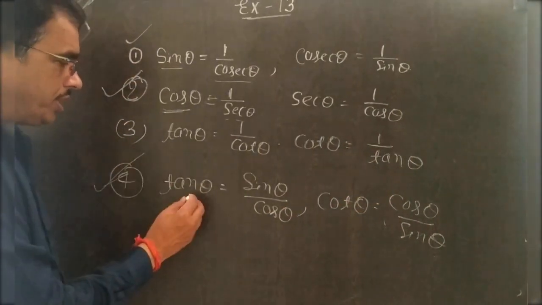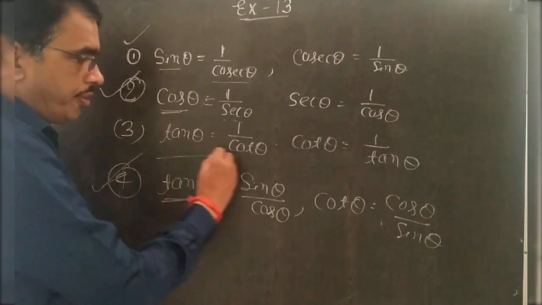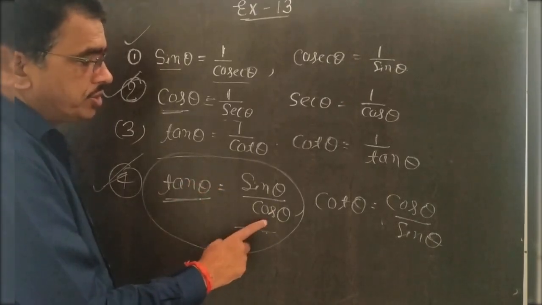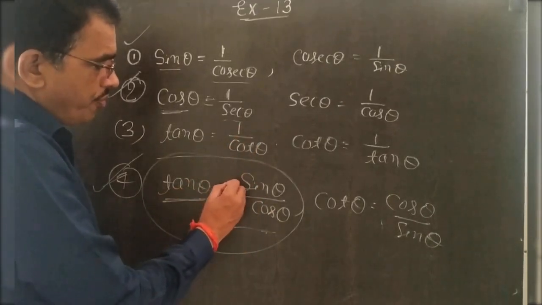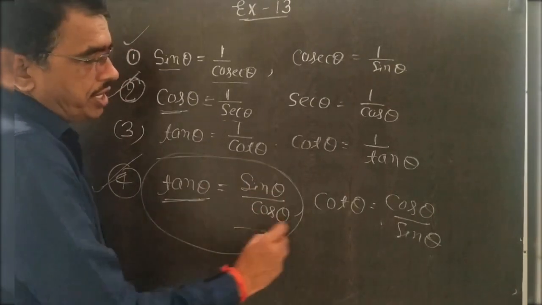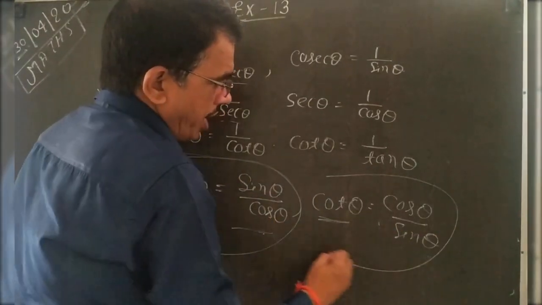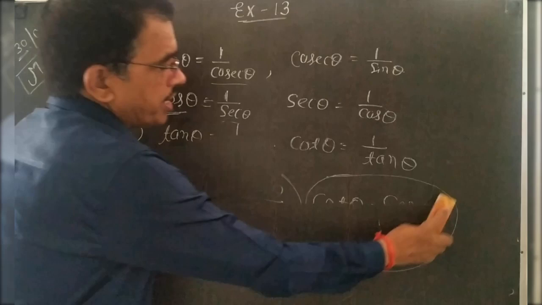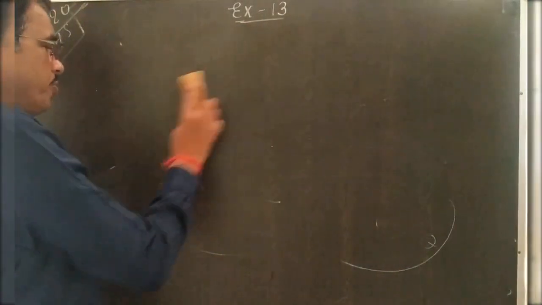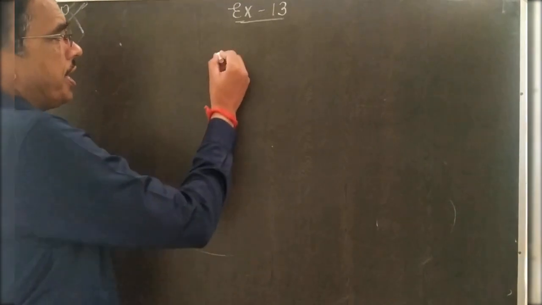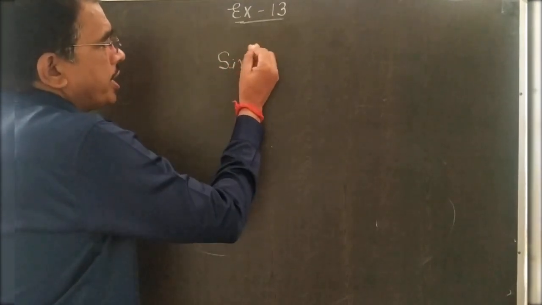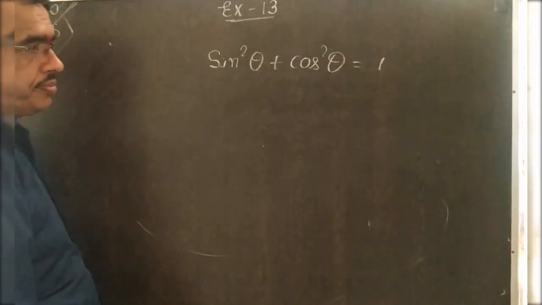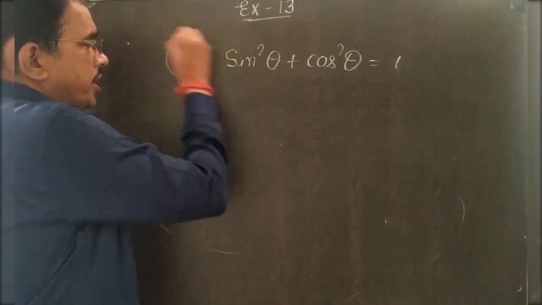And two other formulas: tan theta is equal to sin theta by cos theta. These are very important identities used in this chapter. Similarly, cot theta we write as cos theta by sin theta. And there are some identities in this chapter. The first identity is sin square theta plus cos square theta is equal to 1. It is the first identity in your syllabus.